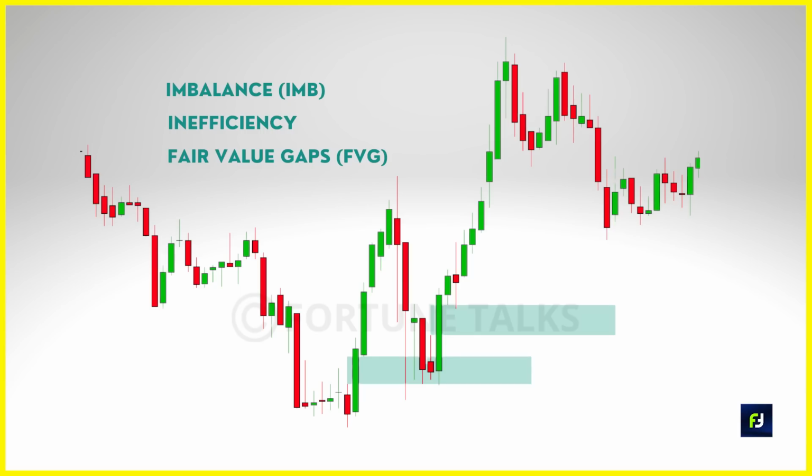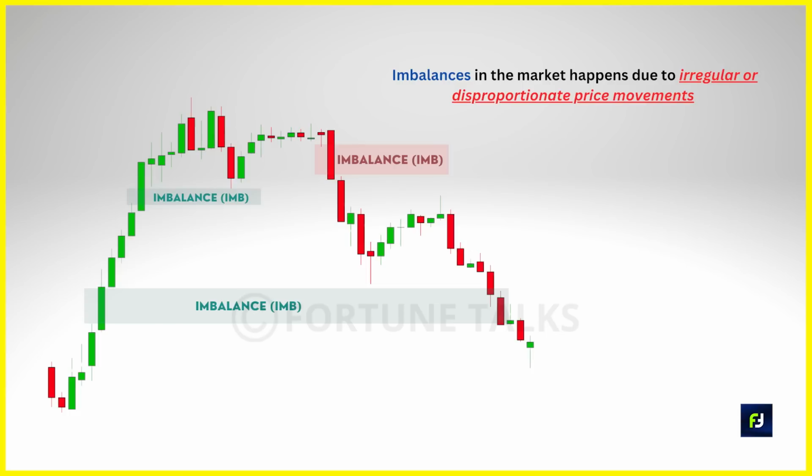It is known by different names in SMC, be it fair value gaps, imbalance, inefficiency, etc. But the overall concept remains the same. What you need to keep in mind is that such imbalances in the market happen due to irregular or disproportionate price movements. These price movements may deviate from what is considered normal or expected based on historical price patterns, fundamental analysis, or technical indicators. Such inefficiencies or imbalances can create potential trading opportunities for both investors and traders.